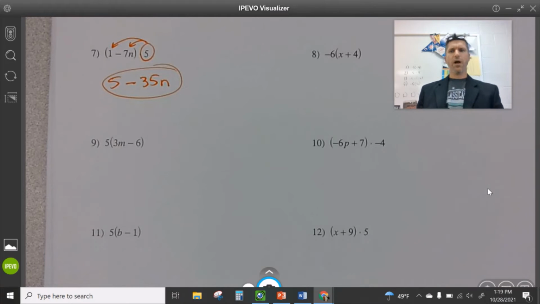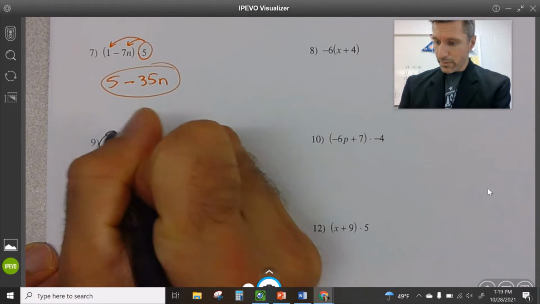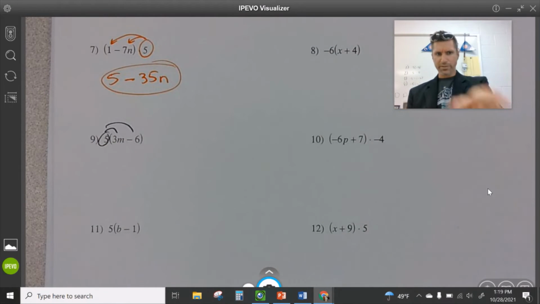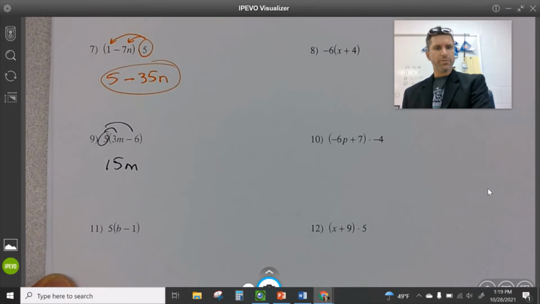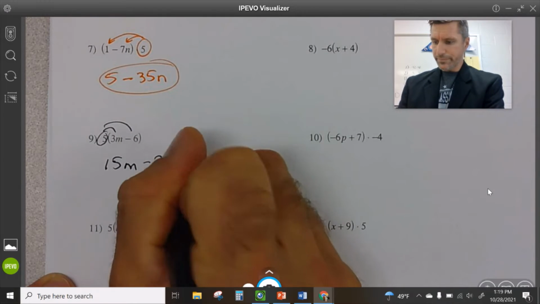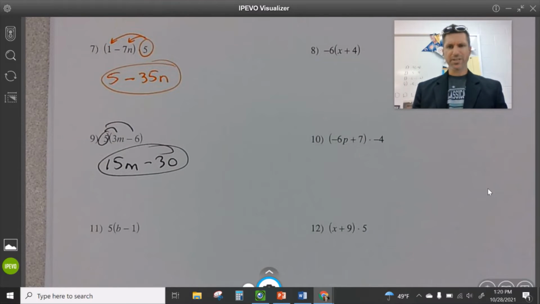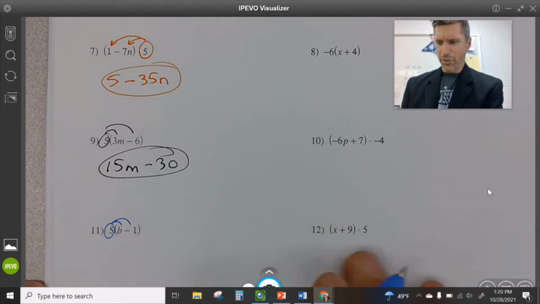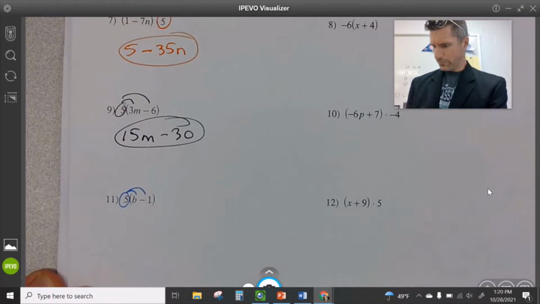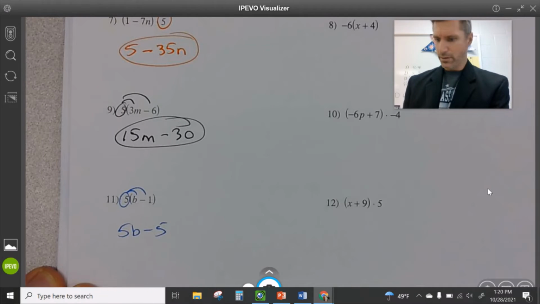We're just rolling. We are rolling. 5 times 3 is 15 with an m. 5 times 6 is 30 minus 30. This is easy. You're going to get this right on the test. I can tell. I got a feeling in my big toe that you won't get it. 5 times b is 5b. 5 times 1 is 5.